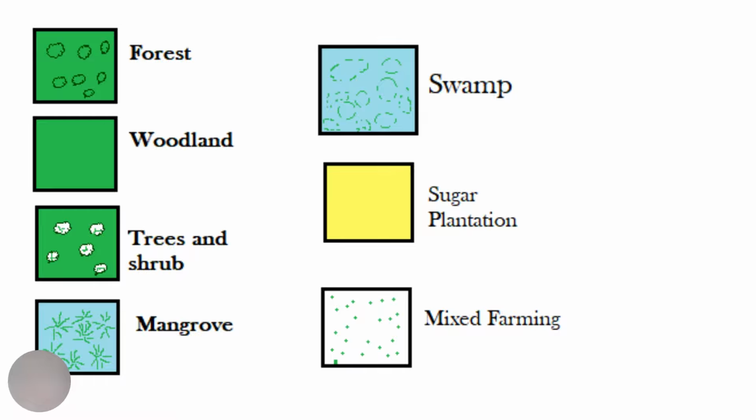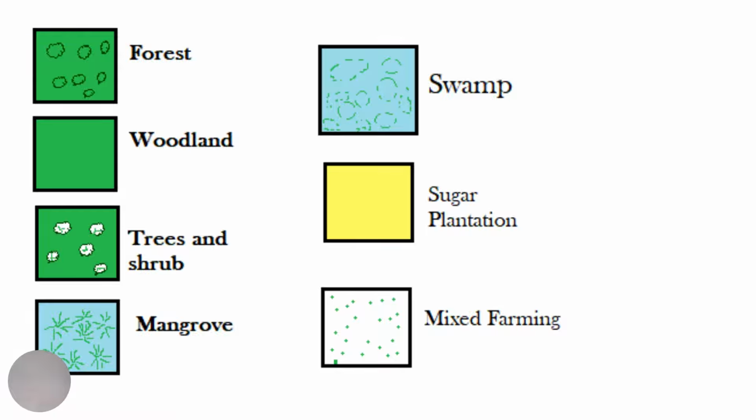Woodland, if you notice, look at the difference. Woodland is also shown in green. And then you have trees and shrubs. Trees and shrubs are usually shown by an area where it's green, and then you have some little white patches in the area. All right.